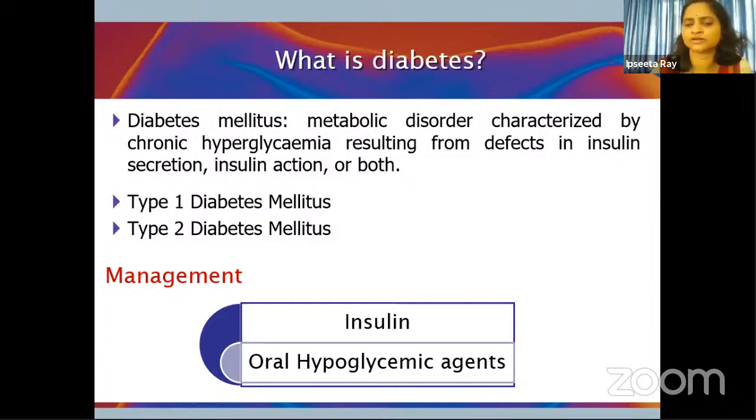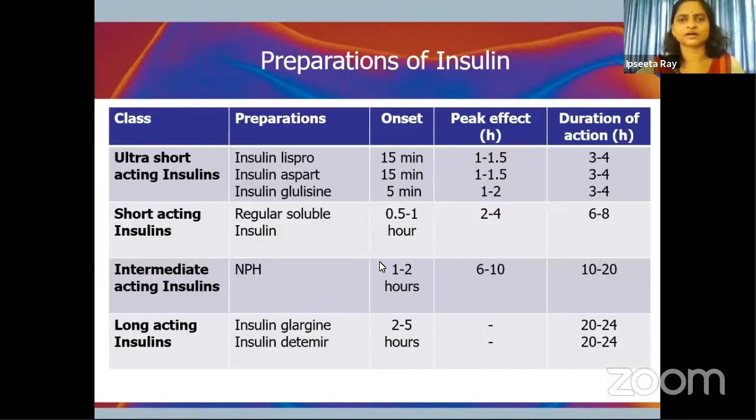Management of diabetes mainly includes insulin, or you can give the oral anti-diabetic drugs, which are known as the oral hypoglycemic agents. I'll quickly take you through the important points under insulin. There are various preparations of insulin which we should know. Insulin is obtained from the pancreas. Conventionally you have the insulin which is obtained from pork and beef, and now we have the human insulins which are prepared by DNA recombinant technology. Various preparations of insulin are available clinically.